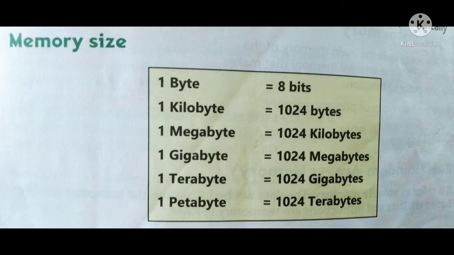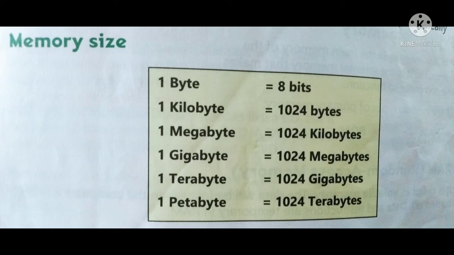1 megabyte is equal to 1024 kilobytes. 1 gigabyte is equal to 1024 megabytes. 1 terabyte is equal to 1024 gigabytes.